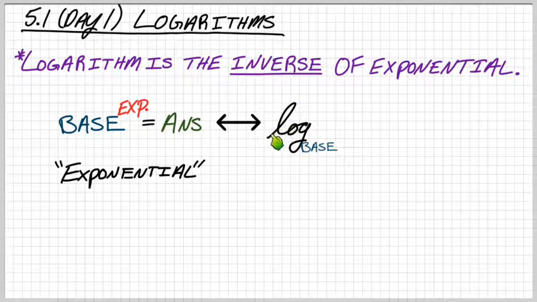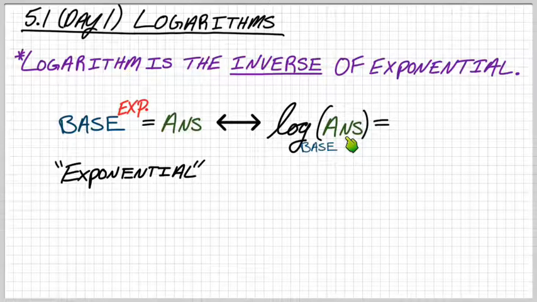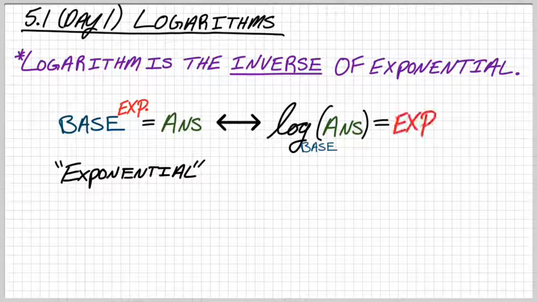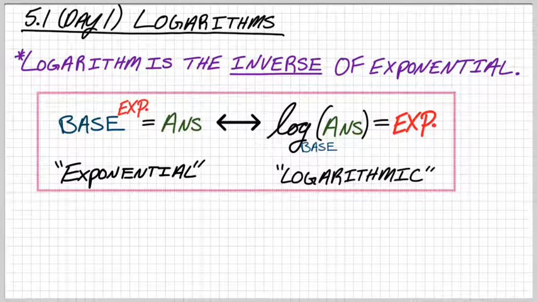You're going to have log, and then the number that was the base on the exponent, now that's the base on the logarithm. And then the green part, the answer, goes here in parentheses. So log base of the answer is now equal to the exponent. And so this is logarithmic form. This pattern is an important one to remember, because you're going to need to be able to switch back and forth between exponential form and log form.